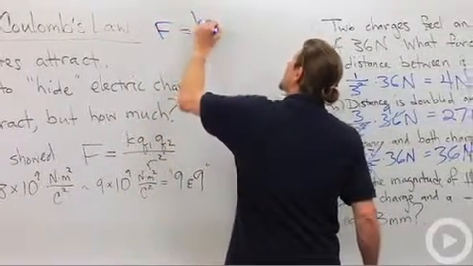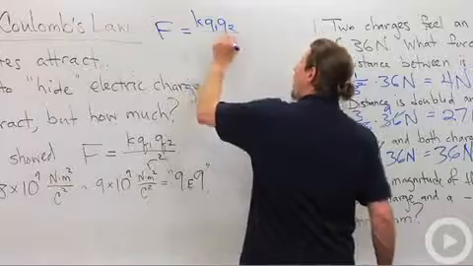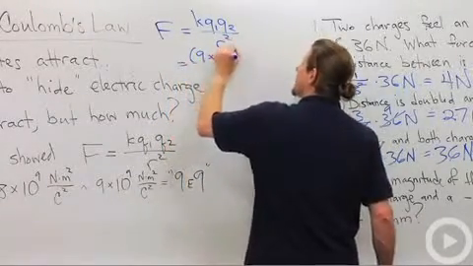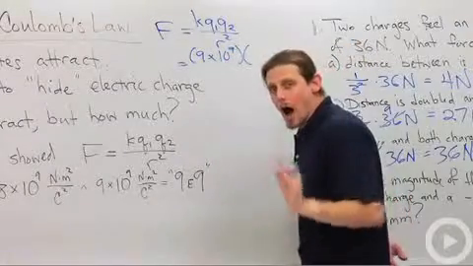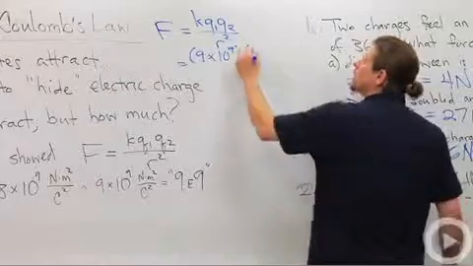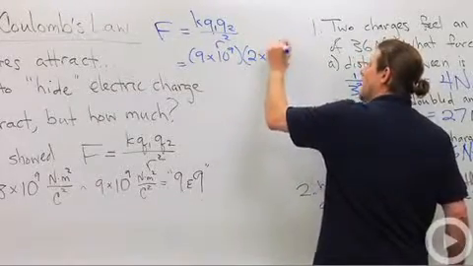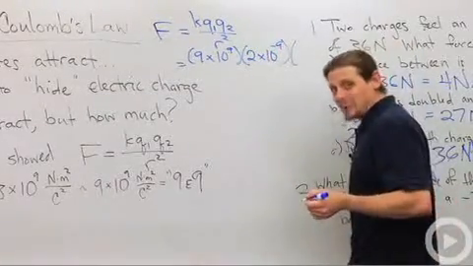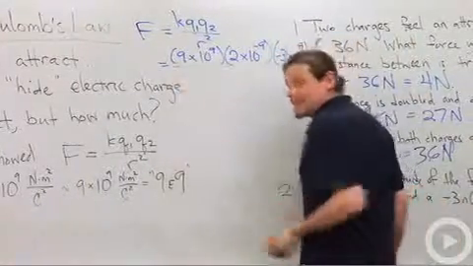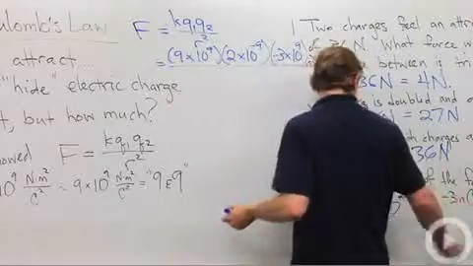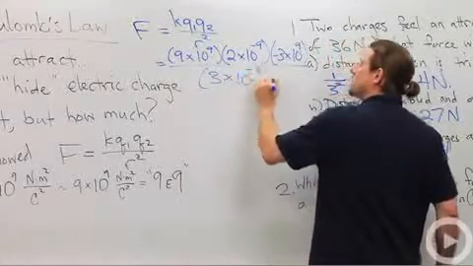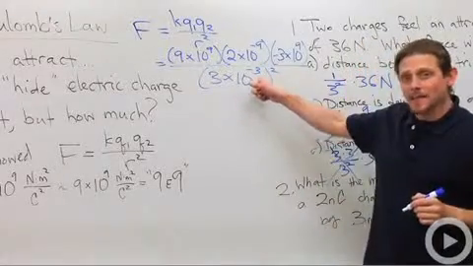Force equals k Q1 Q2 over r squared. Plug in: 9 times 10 to the 9. Now I have to use SI units. So our first charge is 2 nanocoulombs, so we've got 2 times 10 to the minus 9. The second charge is negative 3 nanocoulombs. And the distance is 3 millimeters. Again, I've got to make that SI.